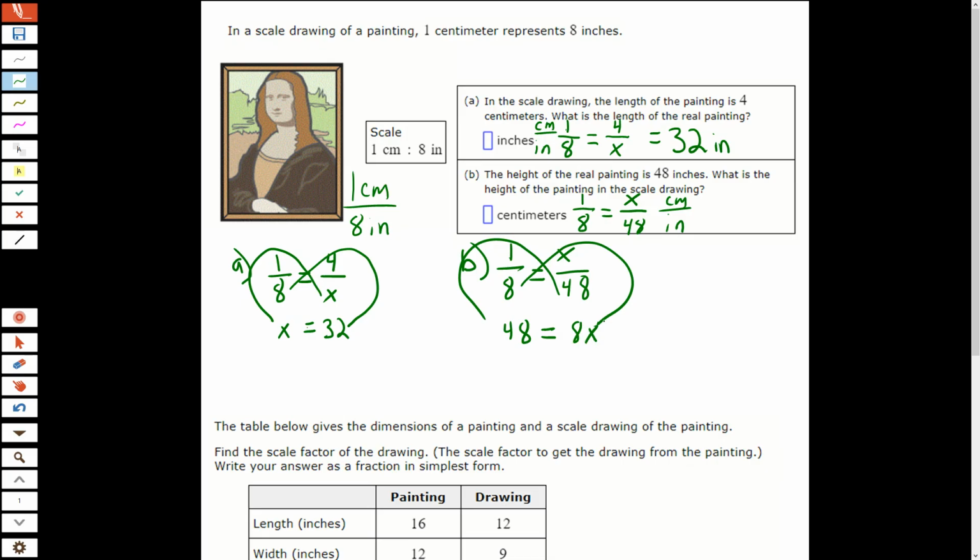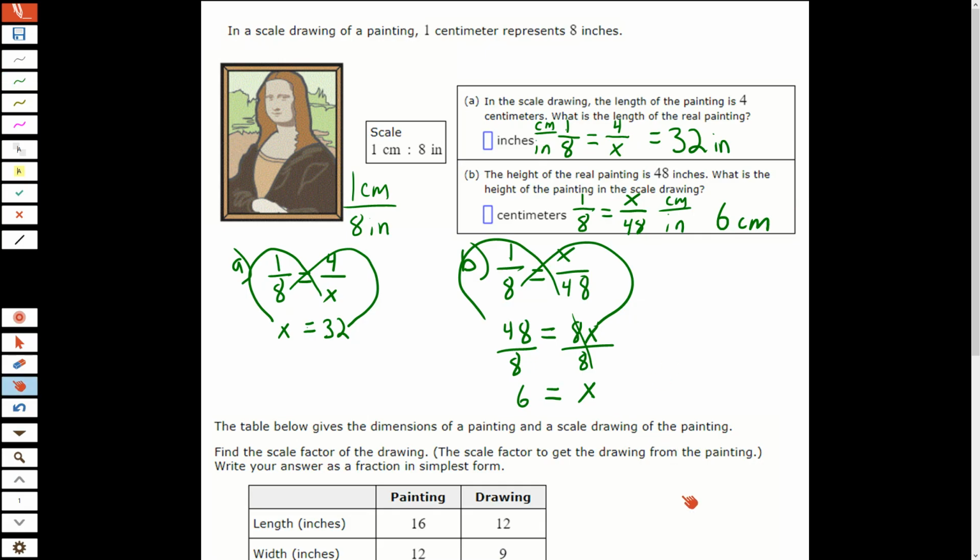8 times x, the inverse of timesing is dividing, so we're going to divide both sides by 8, and we cancel our 8's. X is equal to 6. So our height of the painting in the scale drawing is 6 centimeters.